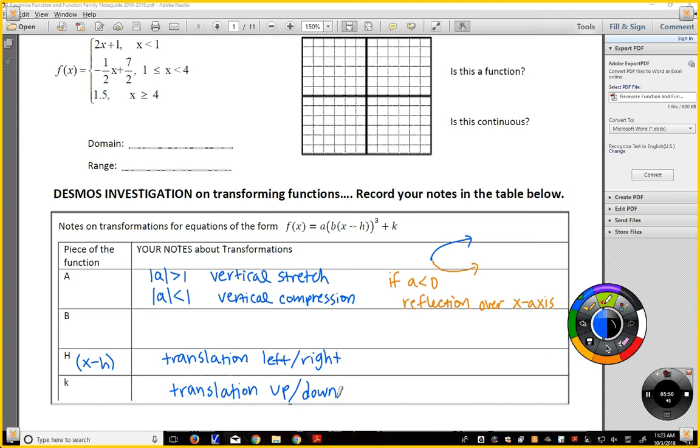Did you see it reflect? Did you see it translate? Did you see it stretch or compress? Multiple of these, none of these. If you're not sure, go to the b value slider on your device and slide the graph. What did you see change?